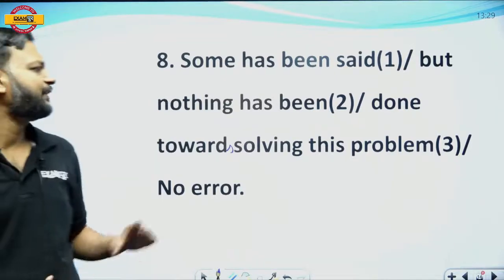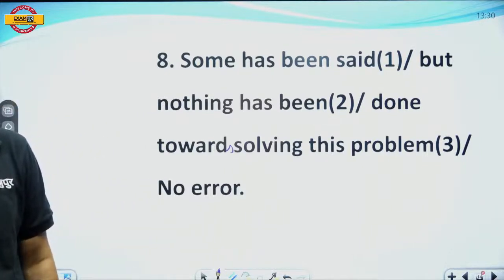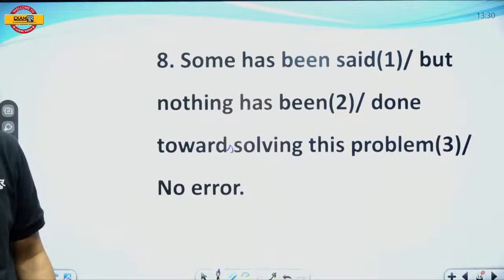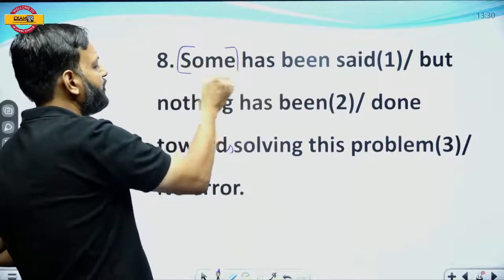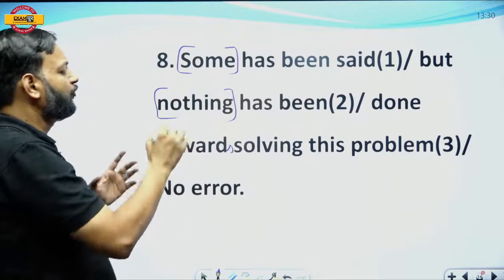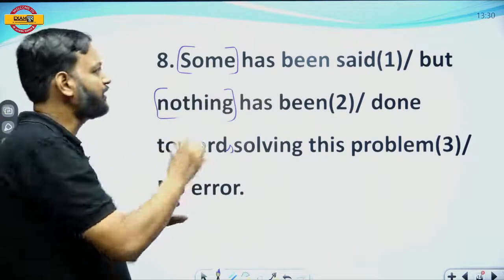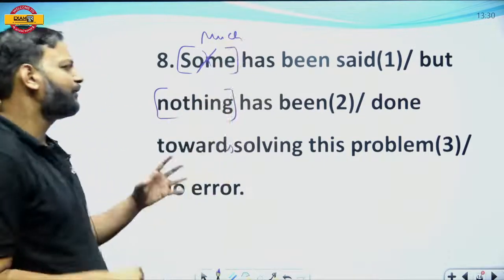Some has been said but nothing has been done towards solving this problem. Now what is the error in this sentence? See, this is not the correct combination, some and nothing. Wherever you see this structure, replace some with much. Much has been said but nothing has been done.